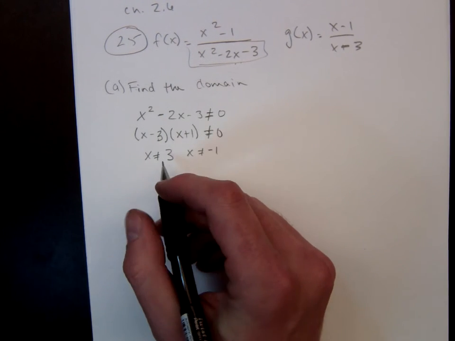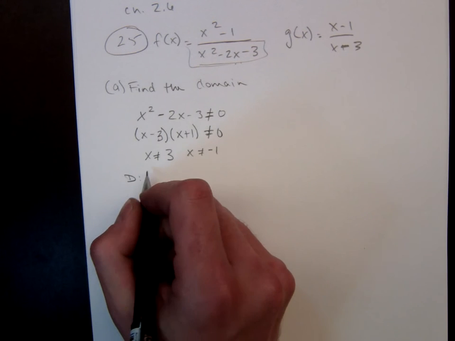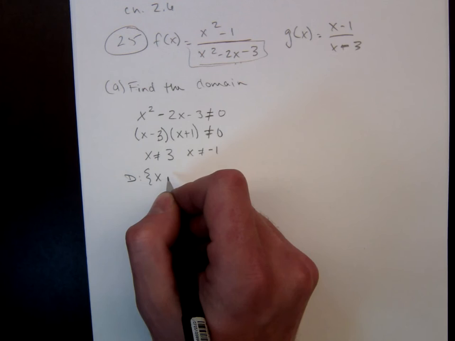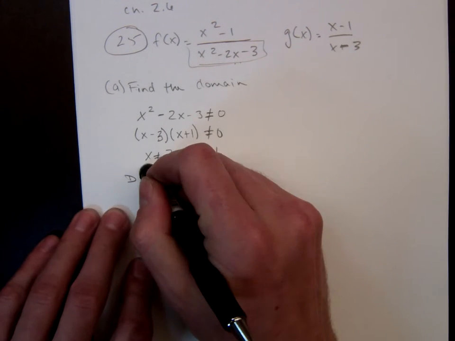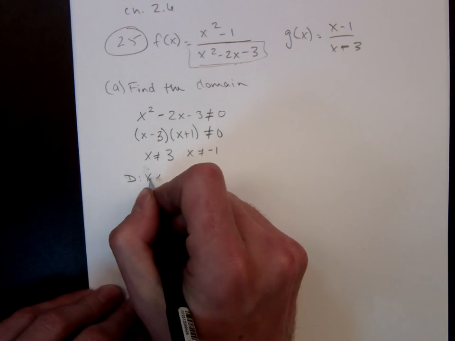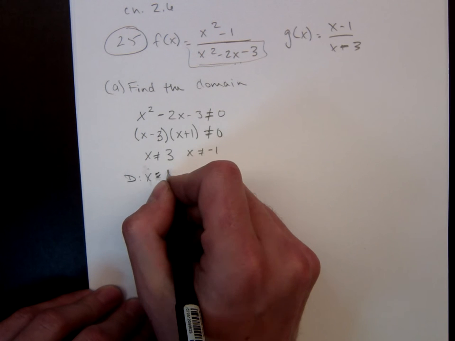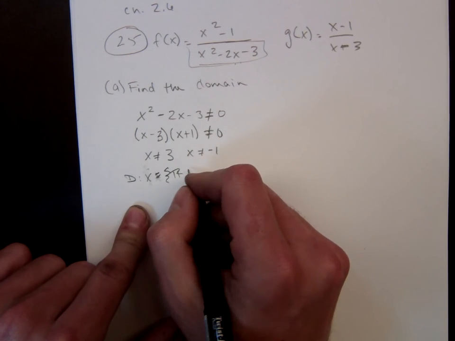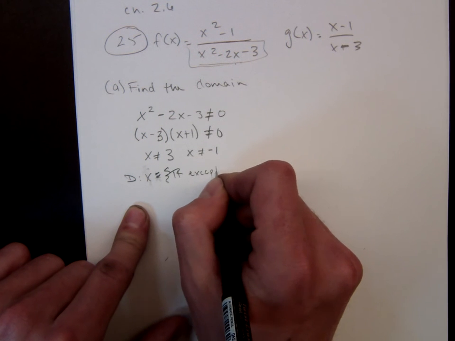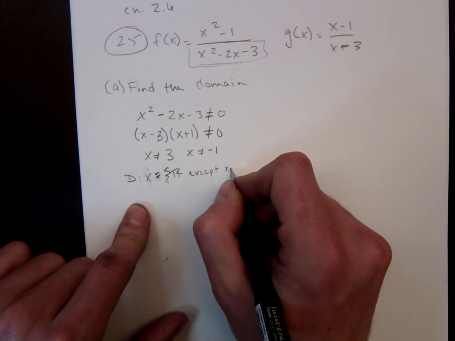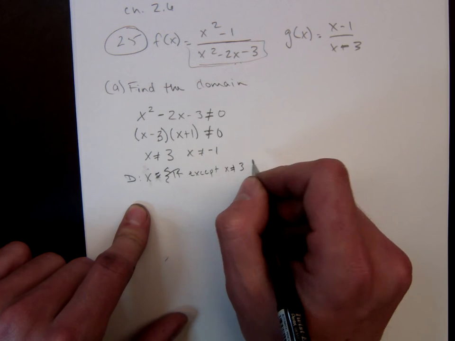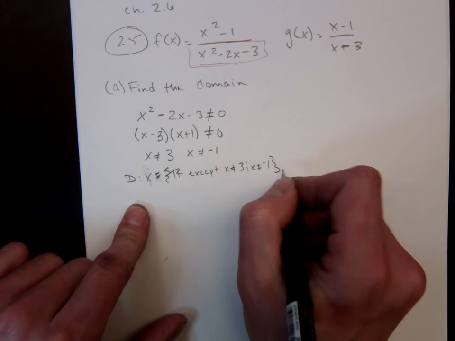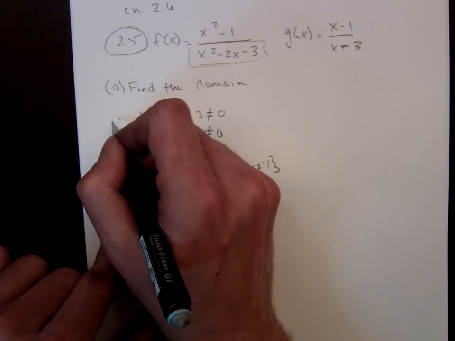Okay? So if I were to write out the domain, I would write that x is the set of all real numbers except x cannot equal 3 and x cannot equal negative 1. Okay, so this is the domain of f.